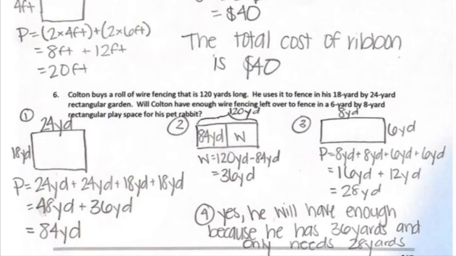Now let's look at step 4. We're going to discover if he has enough fencing left over to make his rabbit space. So if he had 36 yards left over and he needs 28 yards for his rabbit space, I say that yes, he will have enough because he has 36 yards and he only needs 28 yards. That is the end of lesson 23.